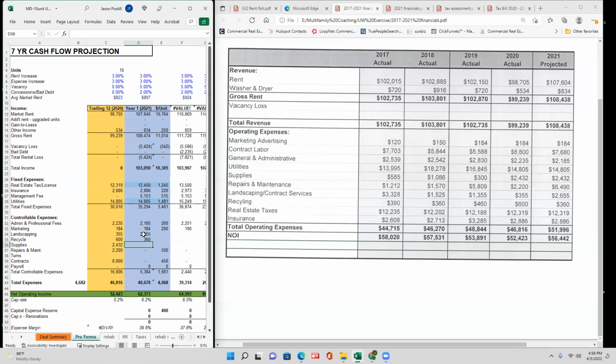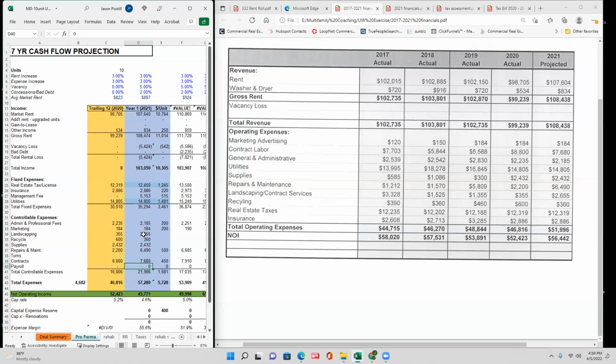Supplies, that stayed the same. Repairs and maintenance, that went up significantly. So we'll go with that. I would rather be conservative on the heavy side, but year one, maybe there's some renovations that they said you should do. Contract services, that was part of the landscaping. Payroll, they had 8,800. Where did that come from? Contract labor. Oh, I'm not at payroll yet. Contract labor went down a little bit, 7,680.